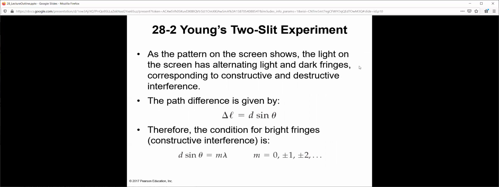Again, when we show the picture, those will make sense. Therefore, the condition for bright fringes or constructive interference is when the wavelengths are matching each other, where m is equal to a whole integer of that wavelength. So the first time they meet, the second time they meet, the third time they meet, etc., is constructive interference.